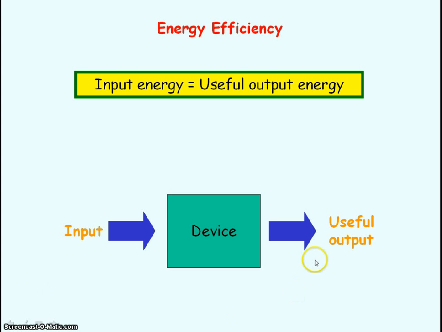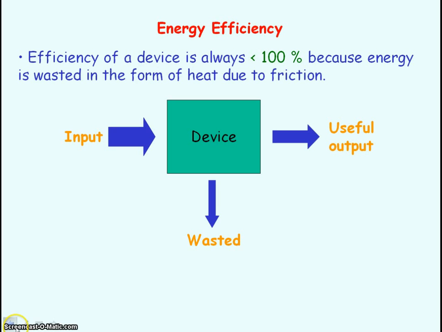If all the useful output energy is equal to the input energy, then we say that the transformation is 100% efficient, as there's no wasted energy. However, in reality, efficiency is always less than 100%, and that's because energy is usually wasted in the form of heat. And for mechanical devices, this heat is generated due to frictional forces.